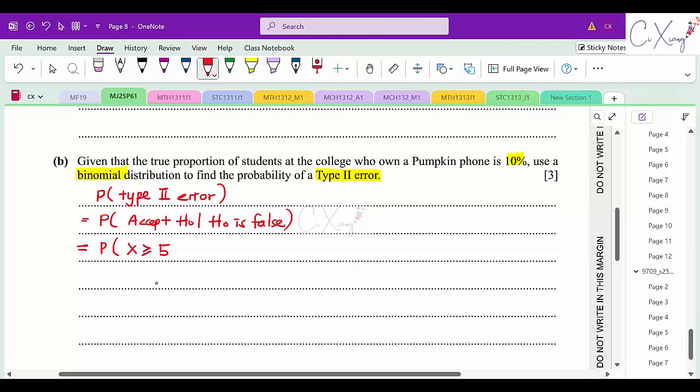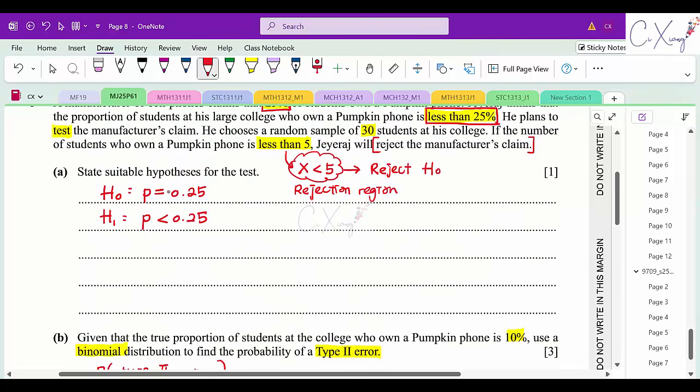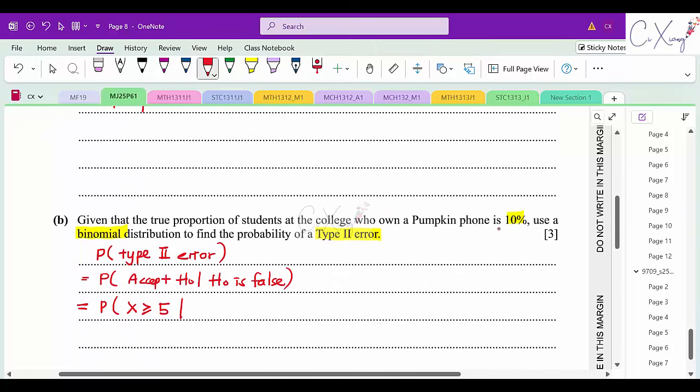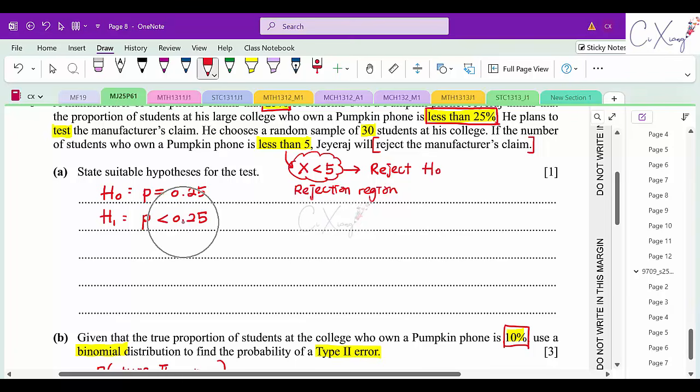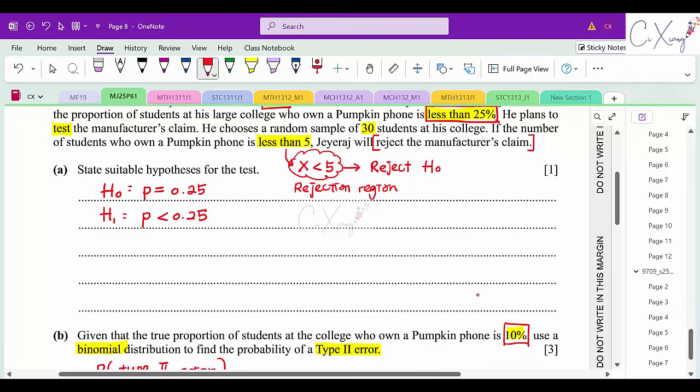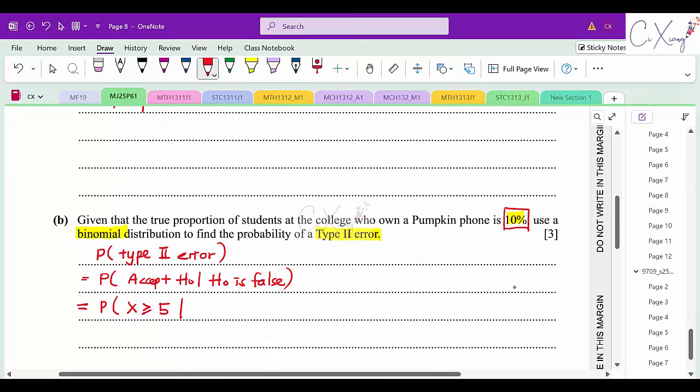Okay, then after that, let us continue further. They say the null hypothesis is false. Null hypothesis is false means that P cannot be equal to 0.25. By right, it should be P smaller than 0.25, right? But for P smaller than 0.25, there are many possible values that I can use, right? Therefore, in the question, they will give us a value to be used in the calculation. So they say the true value of P is 10%. You can see that the 10% belongs to the less than 25% range, okay? So this is the new P that they give us. That means I'm having P equals 0.10.